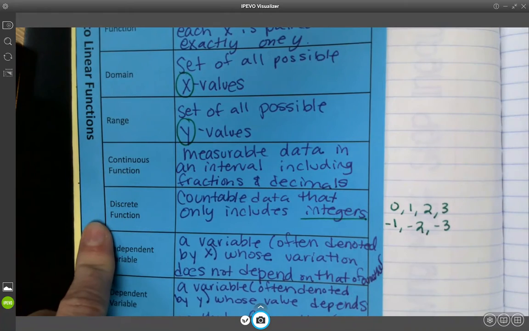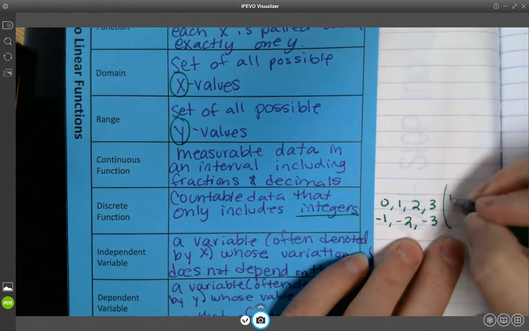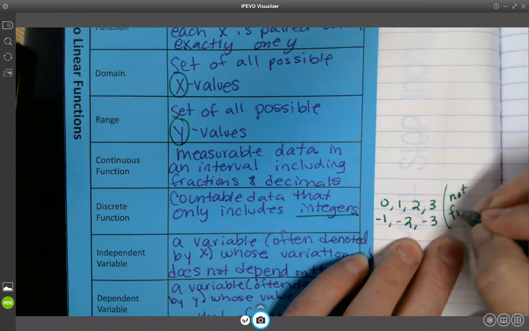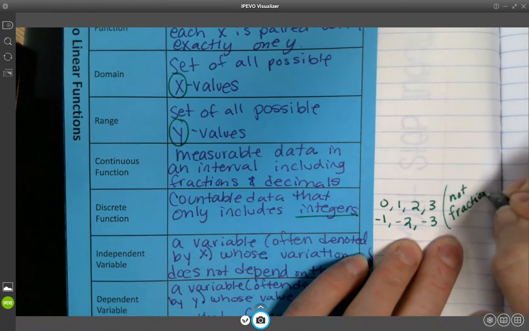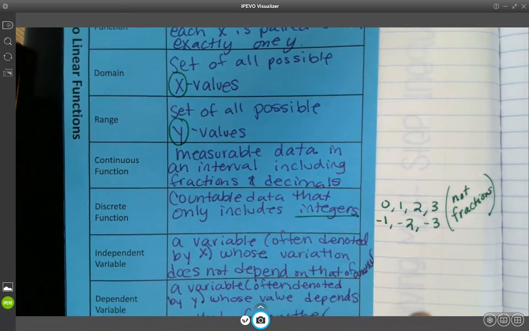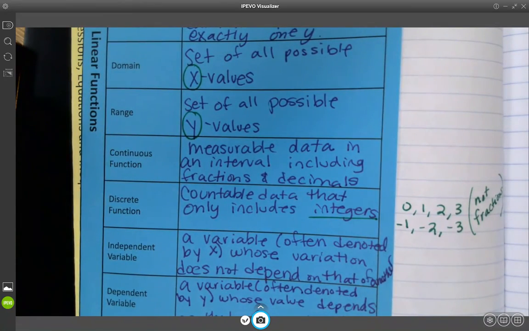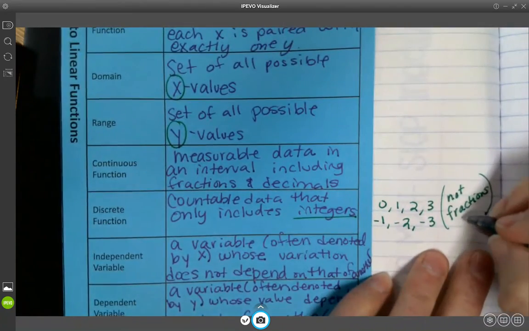So discrete does not include any fractions, unless they can be divided evenly. And also not decimals, fractions or decimals.